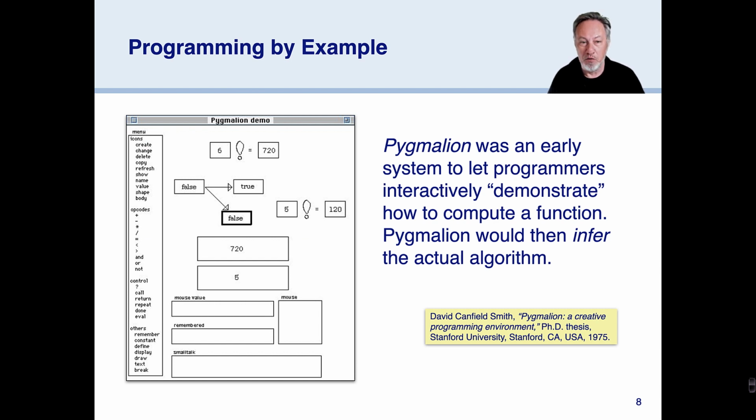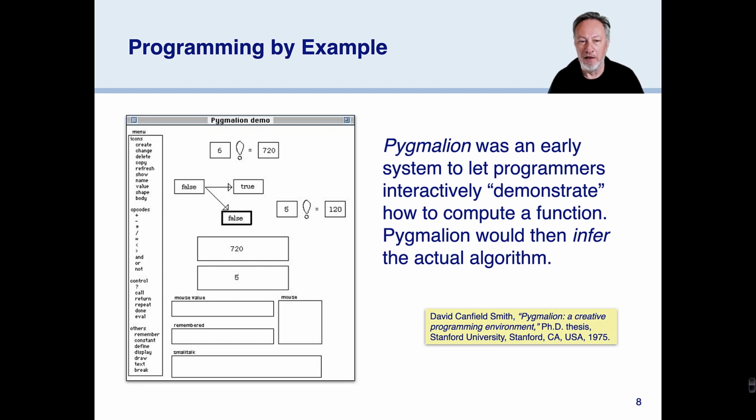The first visual programming language that I'm familiar with is known as Pygmalion. This comes from the mid-70s. And this was not just a visual programming system, but a so-called programming by example system. Here the idea is that you specify a program interactively by showing examples of what the result should be. So in this particular example, we want to teach Pygmalion how to compute factorial.